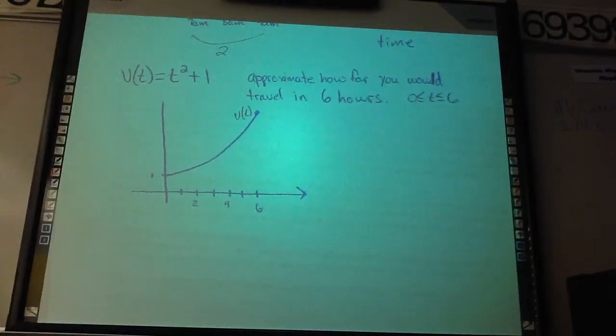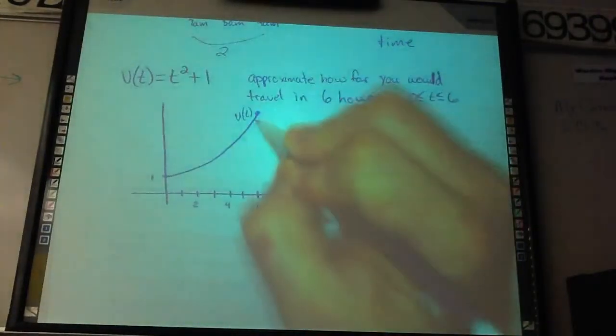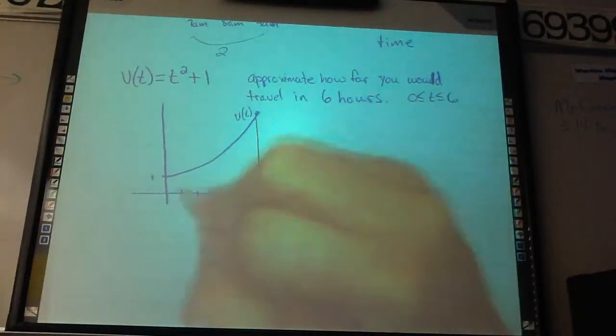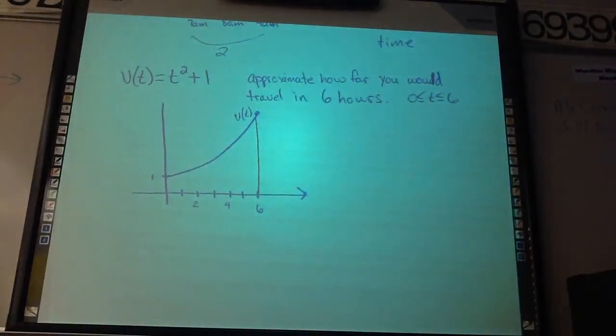Well, how can we find the distance we traveled? We can do the area under that curve. 3 times 9. So how can we find the area of that thing? Find the area between each, I don't know... Between each what? Little points, I don't know.